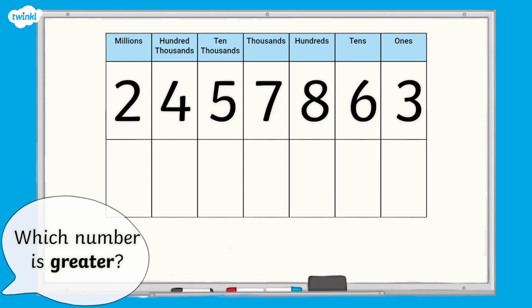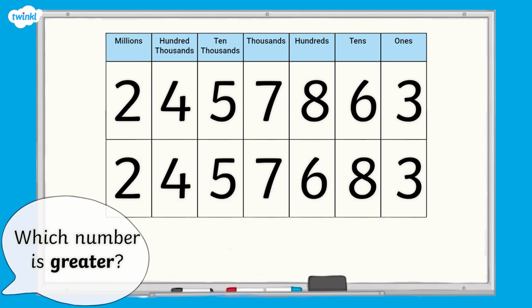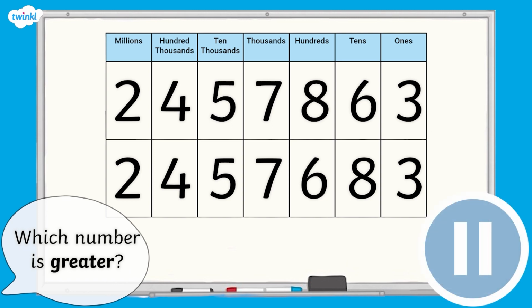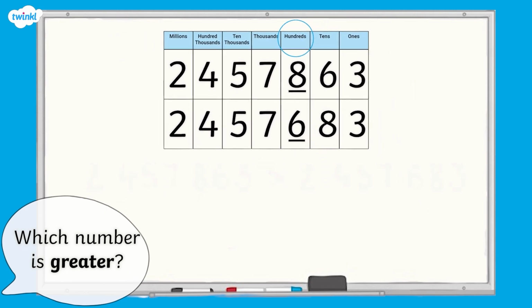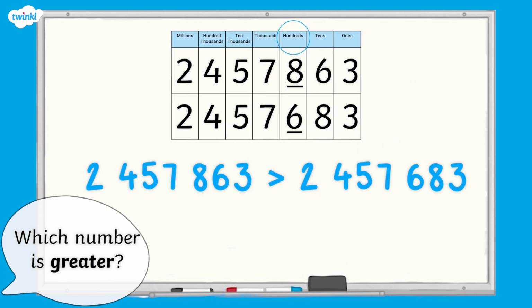2,457,863 or 2,457,683. Pause here and unpause when you're ready to check your answer. Both numbers have 2 millions, 400,000s, 5 10,000s and 7,000s. In the hundreds column, the top number has 800s and the bottom number has 600s. Therefore, 2,457,863 is greater than 2,457,683.